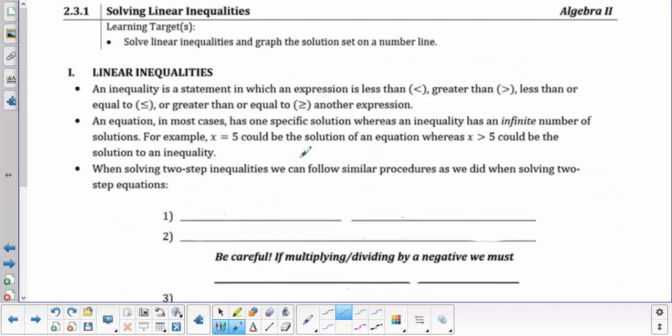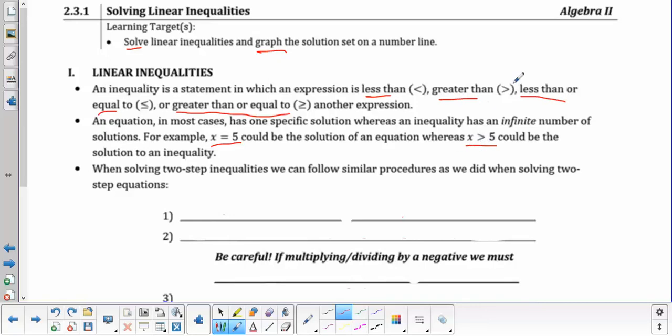Alright, solving linear inequalities. So we're going to do the solving portion, then we're also going to graph the solution on a number line. So an inequality is an expression which has a less than, greater than, less than or equal to, greater than or equal to another expression. Okay, so this is different from equations in the sense that in an equation you typically just had one quantity, which was your solution. An inequality has multiples.